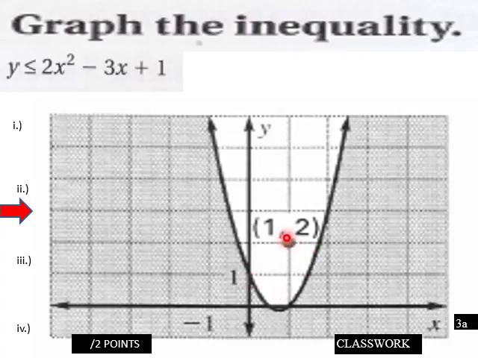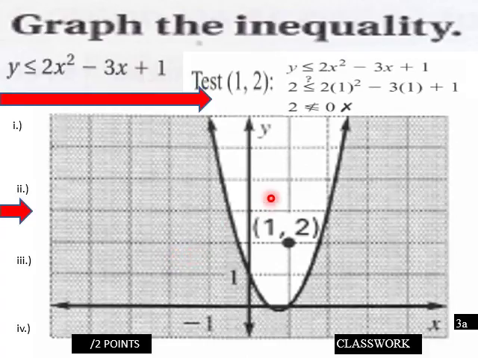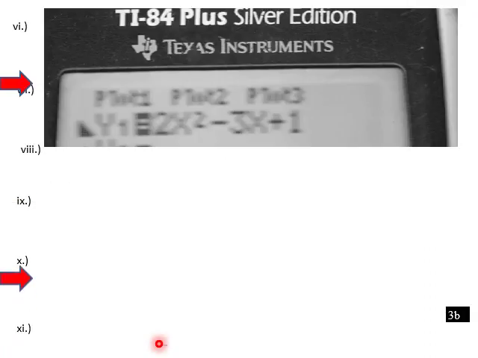We're going to test this value here, 1, 2. When x equals 1, y equals 2. So we're going to 1, 2, and we're going to plug that in. Is 2 less than or equal to 0? No. So we know that this side of the parabola is not part of the solution. The solution is everywhere else, shaded.